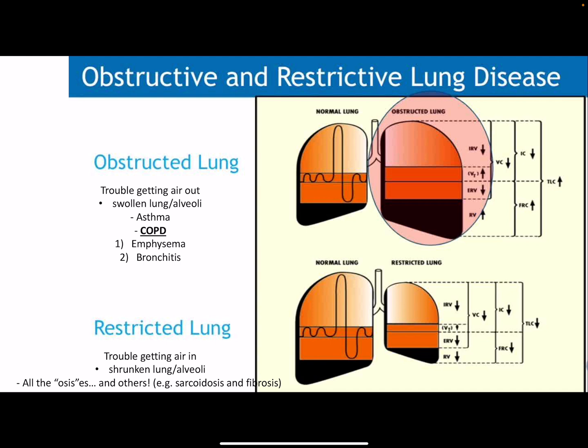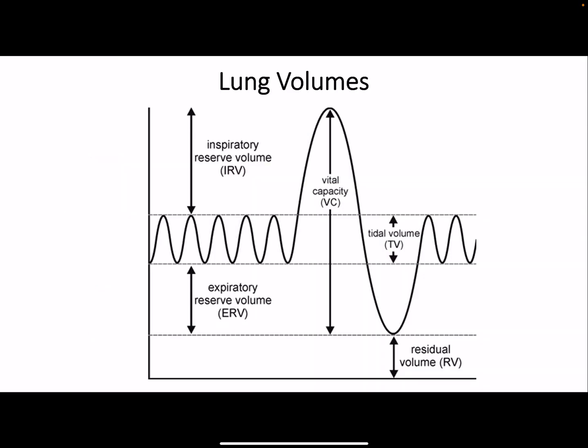So like we said, obstructive, trouble getting air out. The alveoli, the lungs are going to swell, with increased residual volume, especially increased total lung capacity. COPD, which encompasses emphysema and bronchitis, bronchiectasis is going to be an issue. Asthma is going to be an issue. For restrictive lung disease, like we just said, difficulty getting air in, so you're going to have shrunken lungs, the opposite problem, difficulty expanding, so the lungs have a hard time filling. Anything ending in osis, like sarcoidosis and fibrosis, is largely going to be restrictive in nature.